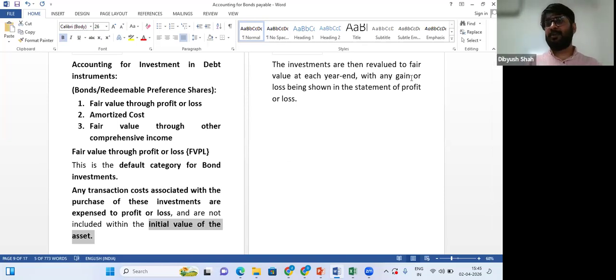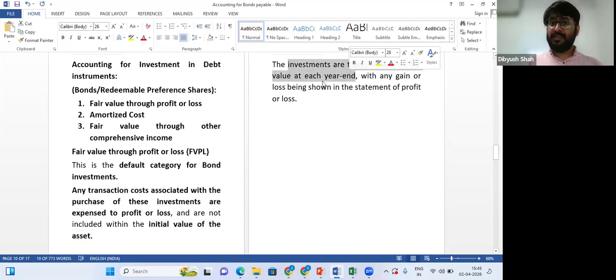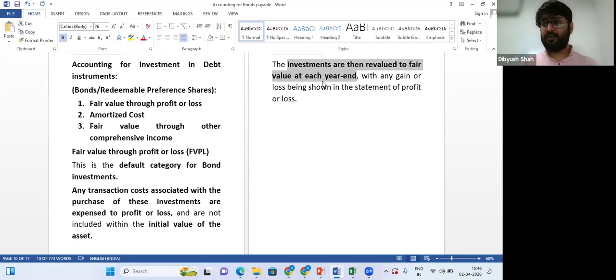Now, what does the rule again say? That at every year end, so at each balance sheet date, investments will be revalued to fair value. So on each balance sheet date, your investments have to be measured to fair value. This is called mark to market, generally for listed securities. And any gain or loss, see, this is unrealized gain or loss because you have still not sold the security. You are holding it on balance sheet date. So any unrealized gain or loss will be directly again reported in the profit and loss account.